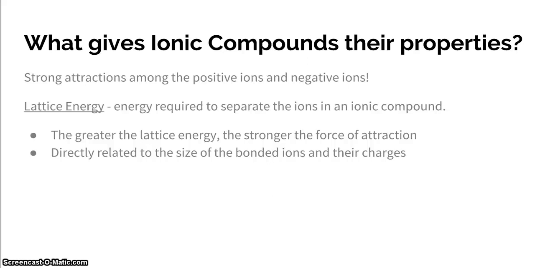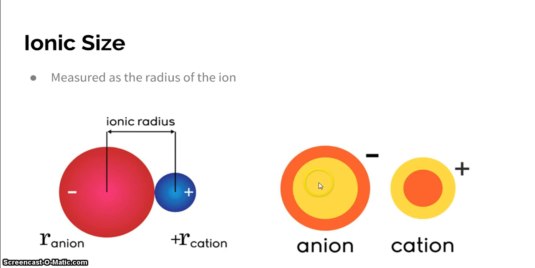Lattice energy, or this strong attractive force that we're talking about, is directly related to two things. It's related to the size of the ions, and it's related to the charges of the ions. And we're going to look at how those two things cause this really strong attraction. So first we're going to start with ionic size. When we're talking about the size of the ion, we're measuring it as the radius of the ion. So you can see here's a picture. The radius of this ion would be this distance right here. The radius of this ion would be this distance right here, right? So we're looking at the radius of the ions.